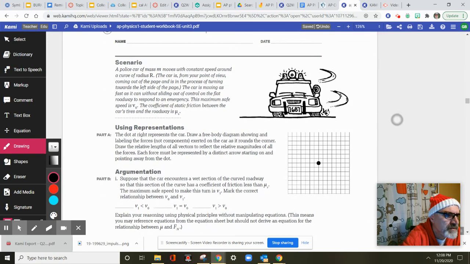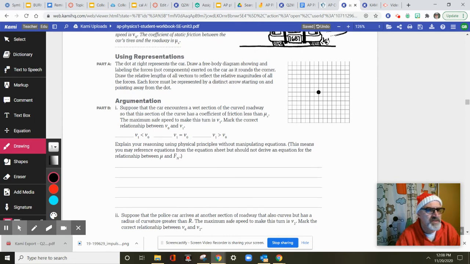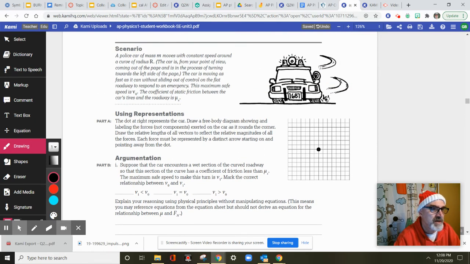All right, so I think we're just going to squeeze F into this one. The dot at the right represents a car. What's the car doing? The police car is moving at a constant speed around a radius R, and it's turning as fast as it can without sliding out of control, just like on TV. This maximum safe speed is V naught. The coefficient of static friction is mu s.